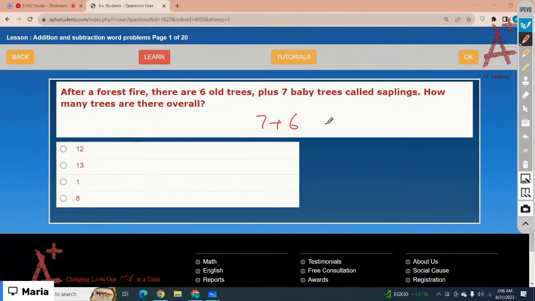You can add any way you like by making 6 lines: start with 7 and count the 6 lines, 8, 9, 10, 11, 12, 13. That means there are 13 trees overall. The correct option is 13.